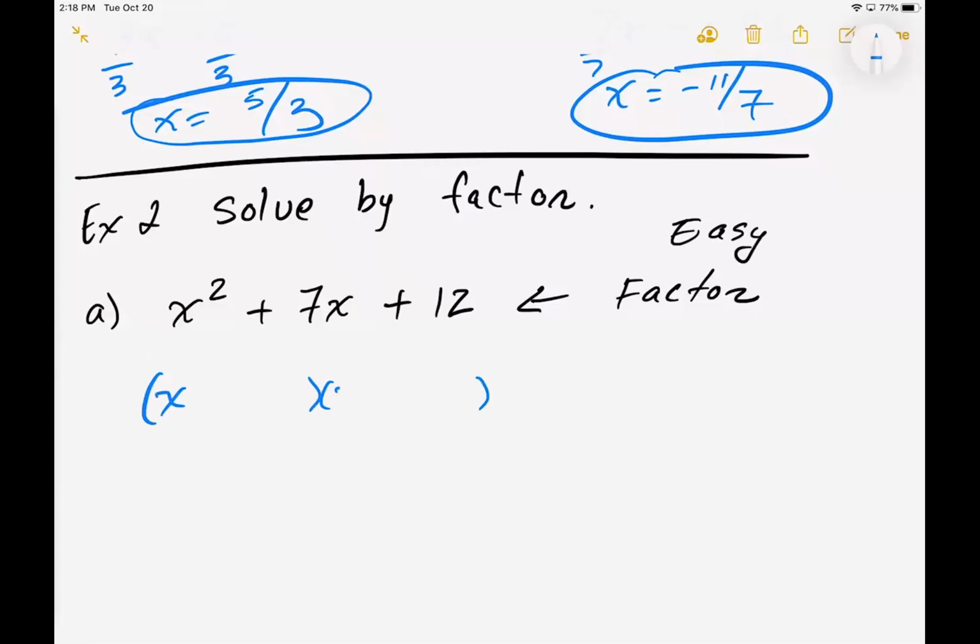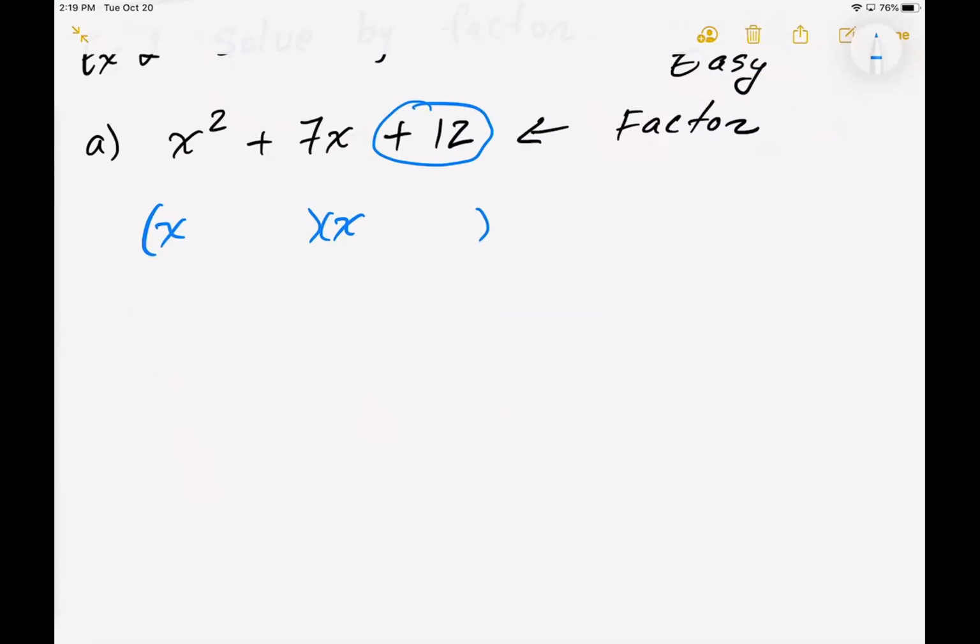You break your x into 2 parentheses, right? Is there a pair of numbers that multiply to 12 and add together to give you 7? And some of you saw that. The factors of 12 are 4 times 3, and 4 plus 3 is 7, right? So we got that, right?